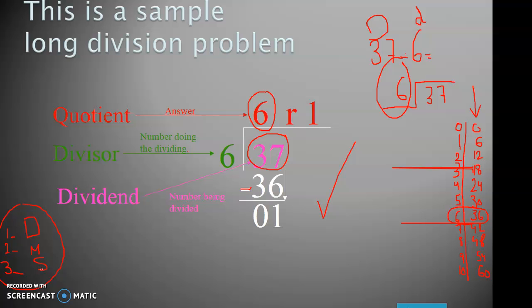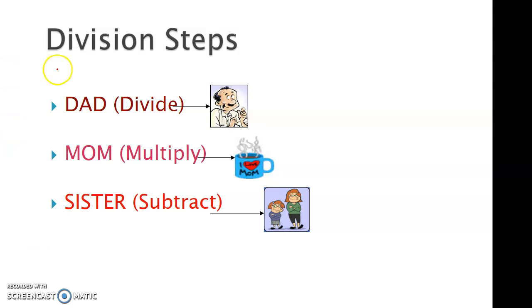We will study them this way. Look how. Division steps. Dad means we have to make what? Divide. Mom, we have to make what? Multiply. Sister, we have to make what? Subtract. So 3 steps. Dad, mom, and sister. Divide, multiply, and then subtract. We will follow these steps in order to make the division operation. Dad, mom, sister.